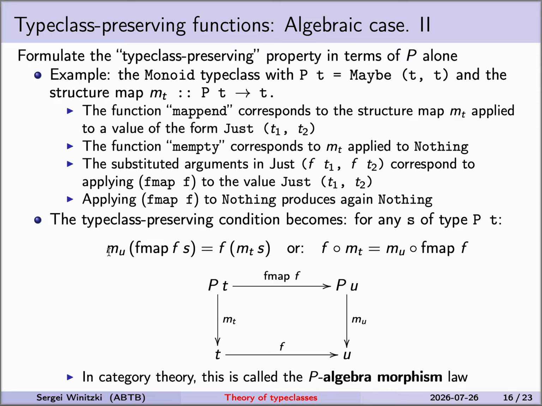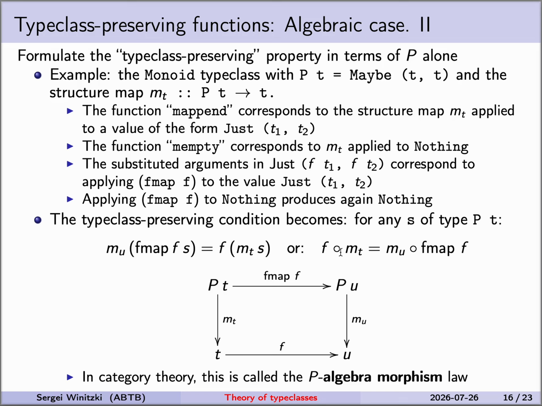And here's how we would then write. So you can take any s of type pt, so any value of this type, say. Then you apply mt to that, transform the result with f. Or we apply fmap f to that and transform the result with mu. And that should be the same. So I encourage you to write it down in more detail to see how that really works. But this is essentially the idea of how to generalize this property, that a function f maps the operations of one type class onto operations of another, or alternatively that it commutes with the operation. And that is how it is written.